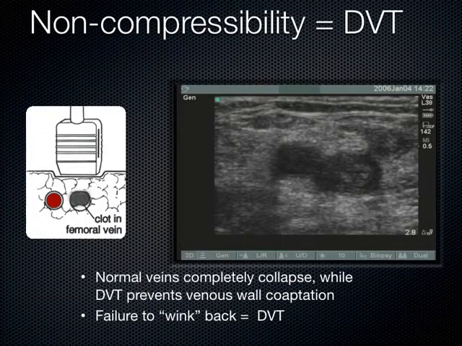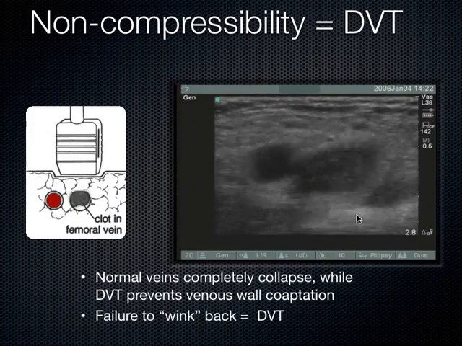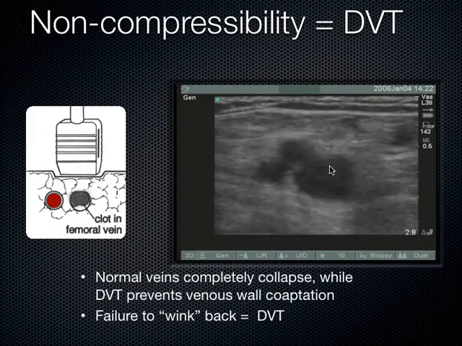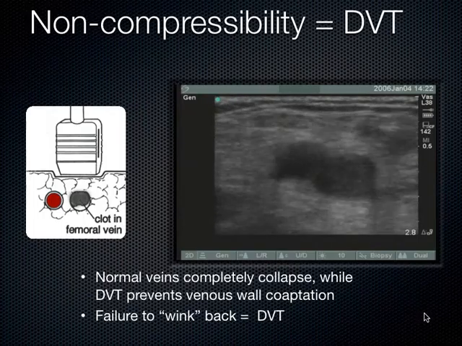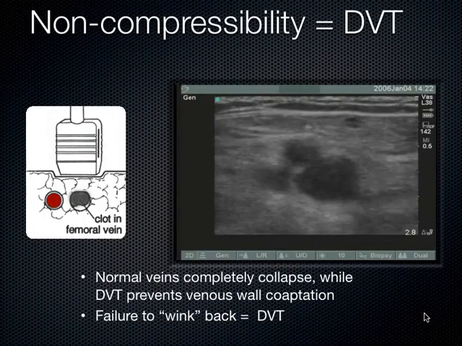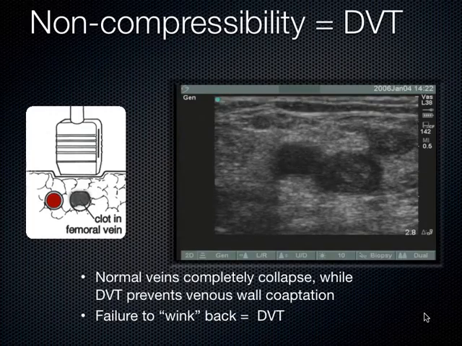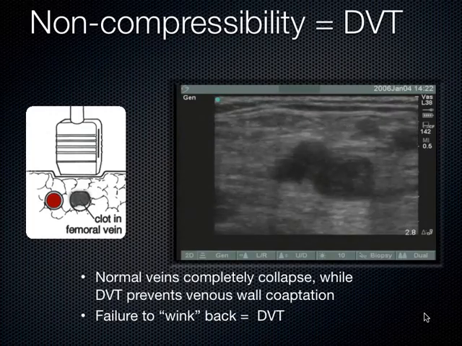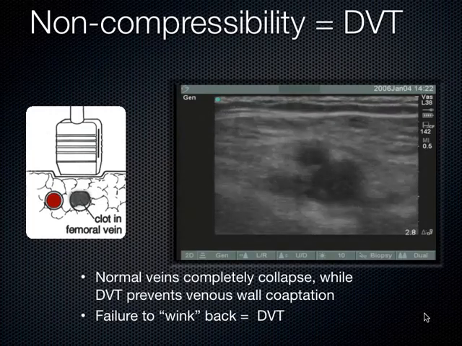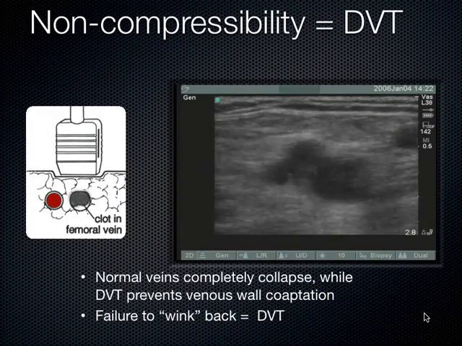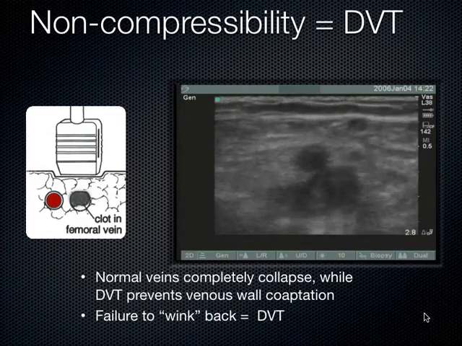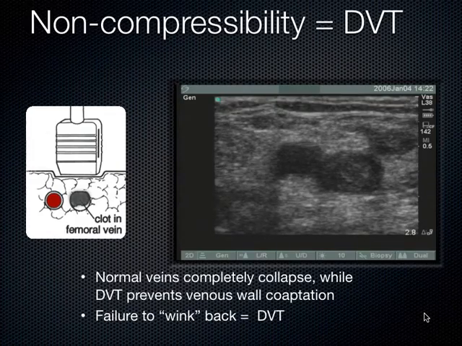So that's normal. And then when there's a clot there, it looks like this. It's not compressible anymore. And it's very simple. It's just a non-compressible venous structure that has a thrombus in it. Sometimes the thrombus is echogenic, like you can see it. It's hyperechoic, like it is here. Other times, though, the thrombus is not echogenic. You don't see it, but you know it's there because it's not compressing.